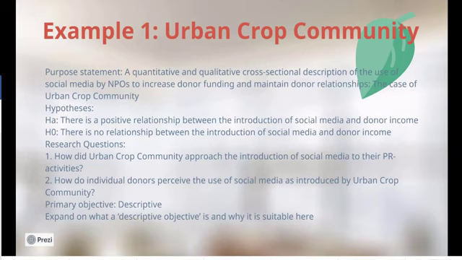How did urban crop community approach the introduction of social media to their PR activities? And the second, how do individual donors perceive the use of social media as introduced by urban crop community? So can you see how the 2 research questions are about donor relationships, and then the hypothesis is about testing whether social media has a correlation to donor income. So that is like a quantitative measurement, and then there are qualitative questions.